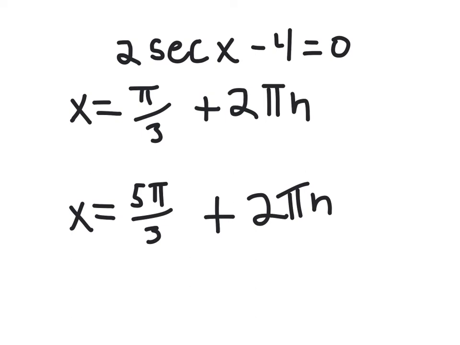Now, the n represents the number of 2 pi's we're going to add or subtract from pi over 3, and the number of 2 pi's we're going to add or subtract from 5 pi over 3. From this expression, by placing values or integers in for n, we can get every other answer for 2 secant x minus 4 is equal to 0.